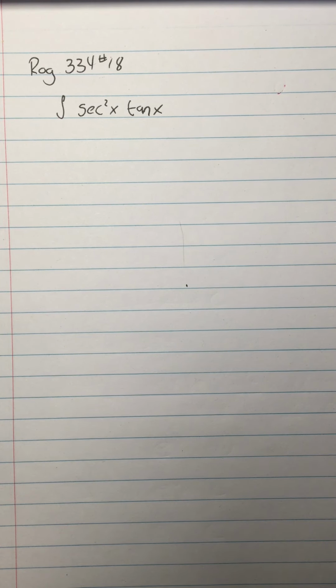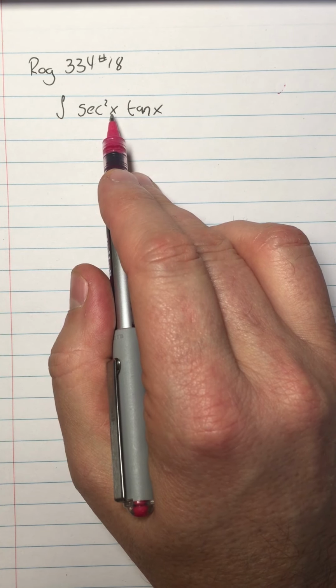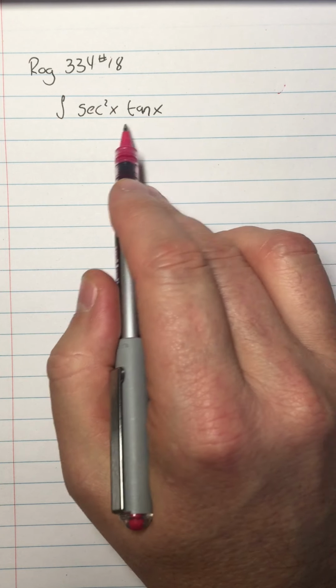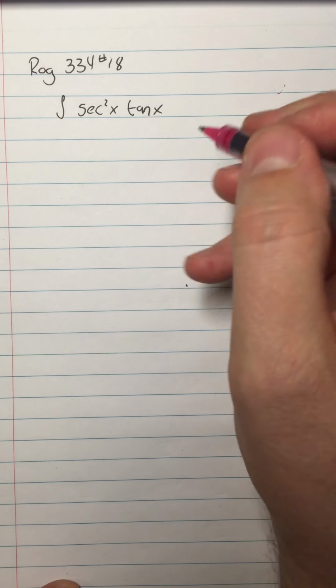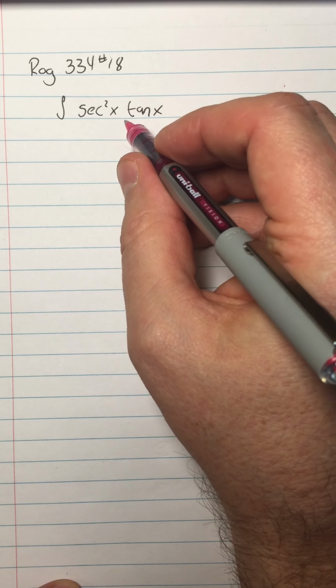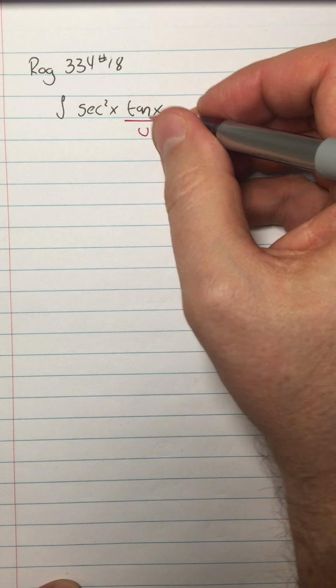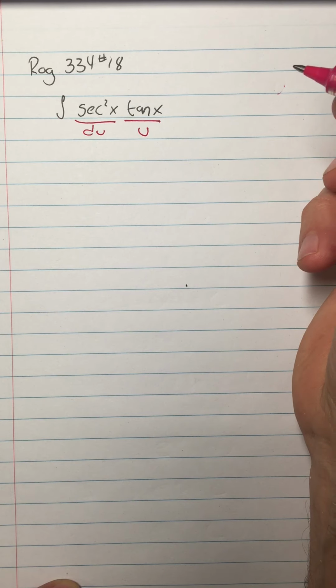On this one, you might guess that secant is the inside function because it's inside the squared function. But the problem with that is that the derivative of secant is secant tangent, and I don't have secant tangent, I just have tangent. So what I can do instead, and by the way, there's more than one way to do this, is use tangent as the u. Because if I do that, then the derivative of tangent is secant squared, so then I already have the du right there. So that's what I'll do.